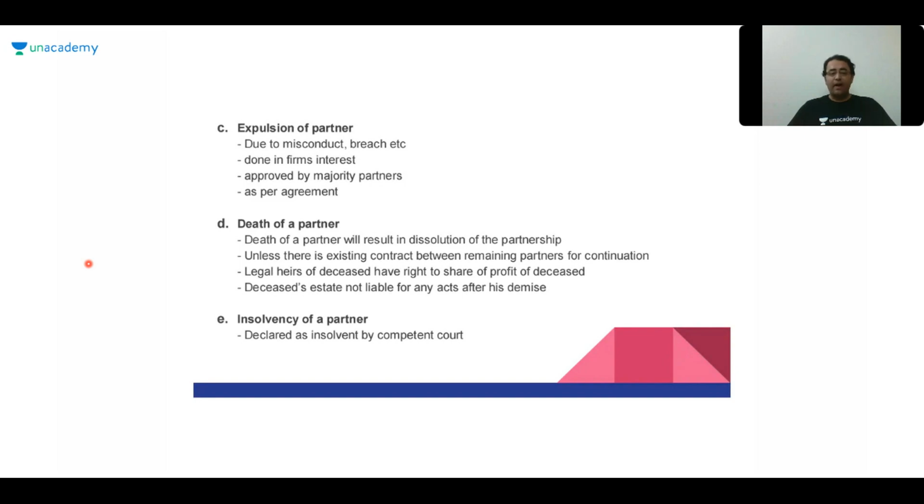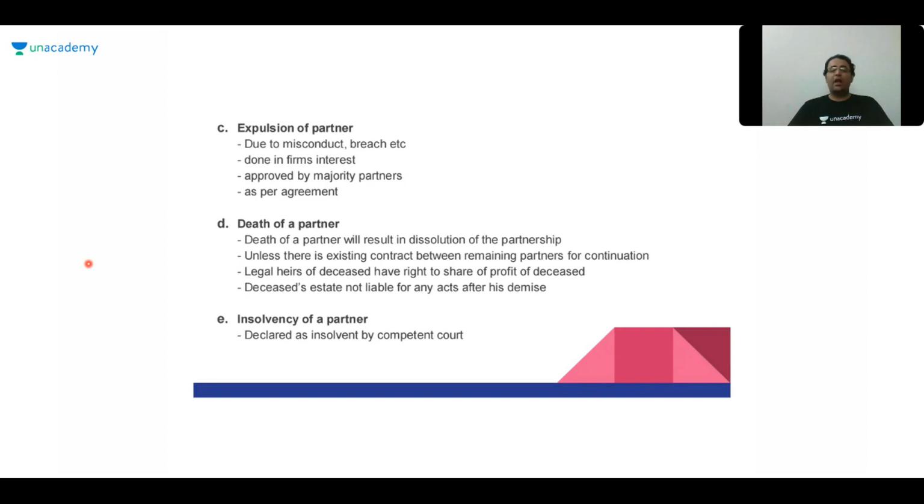Death of a partner. A death of a partner will result in dissolution of the partnership firm unless there is existing contract between remaining partners for continuation. Legal heirs of deceased partner have the right to share of profit of the deceased. Deceased estate not liable for any acts after his demise. Let's say A, B, C, D are partners of the firm and D passes away. So the remaining partners A, B, and C have to form a new partnership and continue the partnership business, because the death of any partner results in dissolution of the partnership firm automatically.